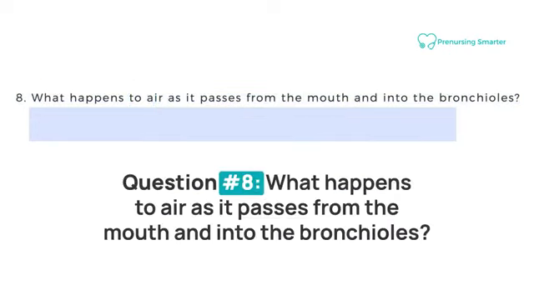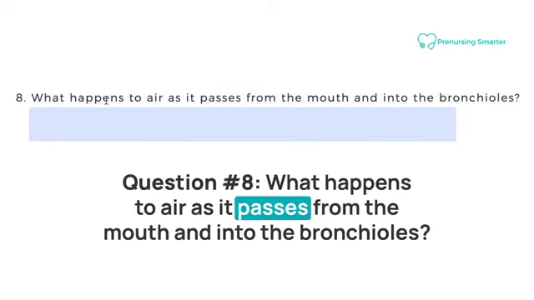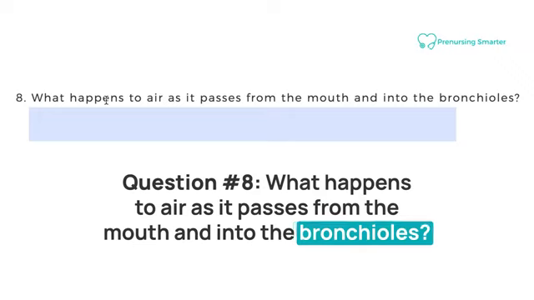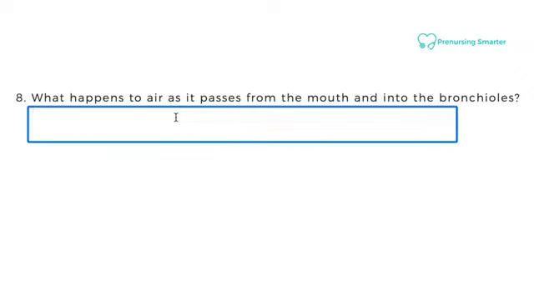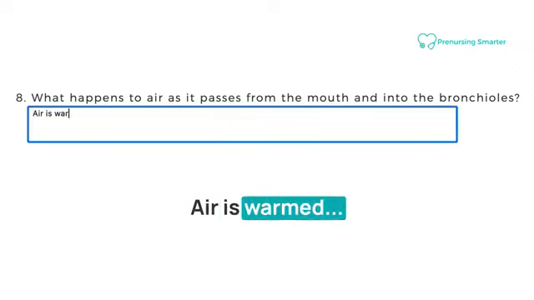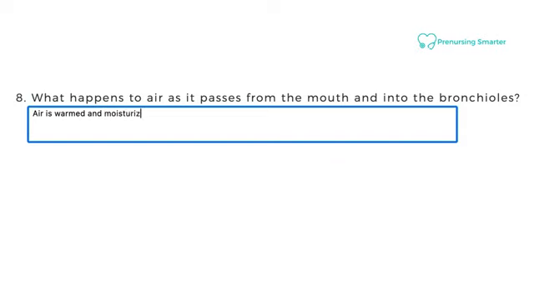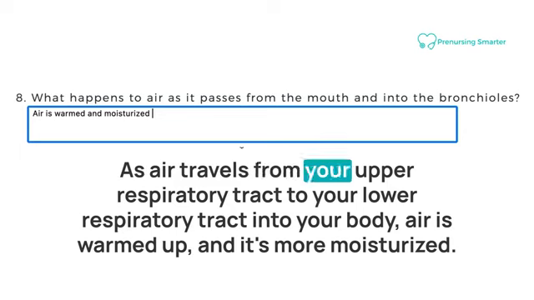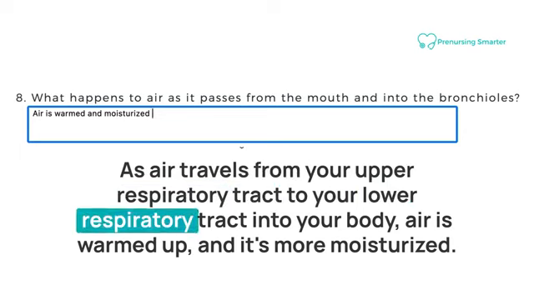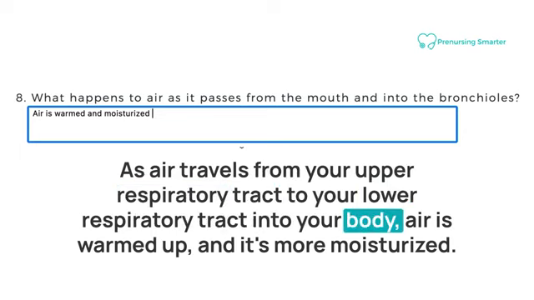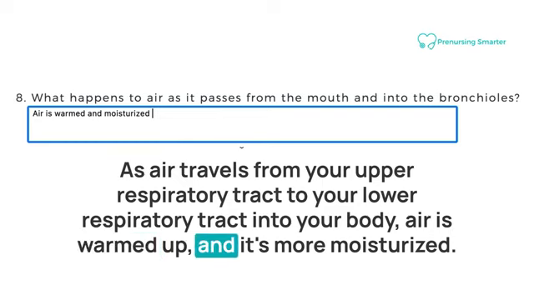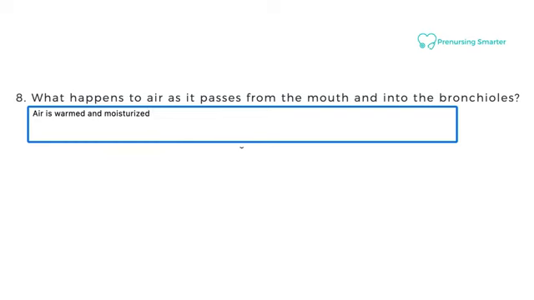Question number 8. What happens to air as it passes from the mouth and into the bronchioles? Air is warmed and moisturized. As air travels from your upper respiratory tract to your lower respiratory tract and into your body, air is warmed up and it's more moisturized.